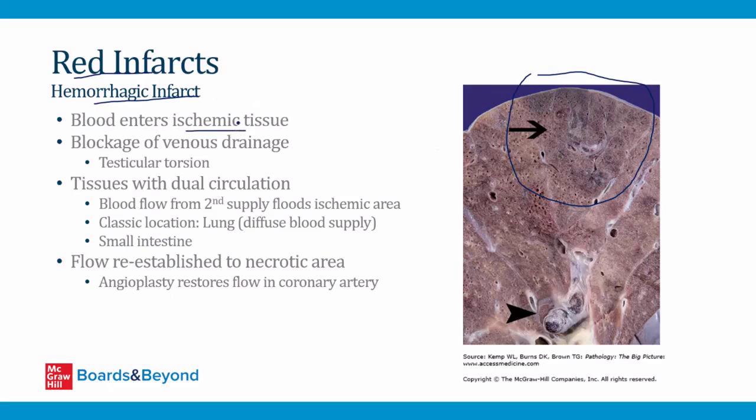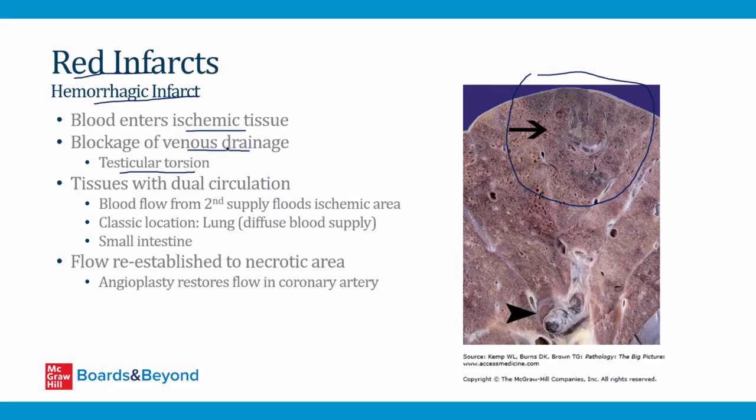So there's a couple of classic scenarios that lead to red infarcts. One of those is testicular torsion. So I talk about this in videos in the reproductive section, but when you have testicular torsion, there's blockage of venous drainage. So the testicles become ischemic, but they're engorged with blood because there's no venous outflow, and that can lead to areas of red infarction.